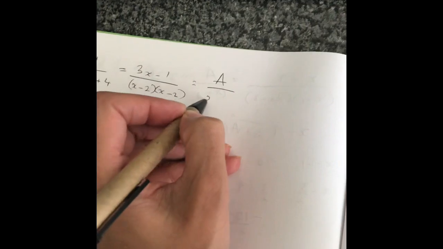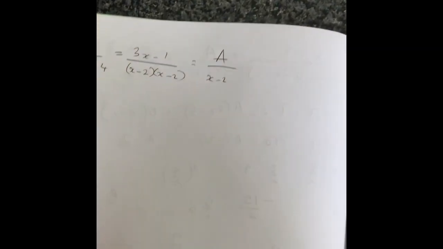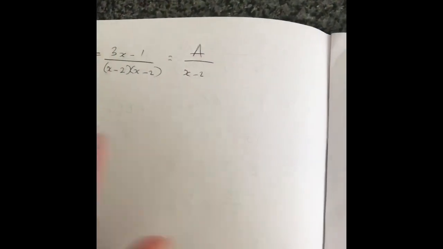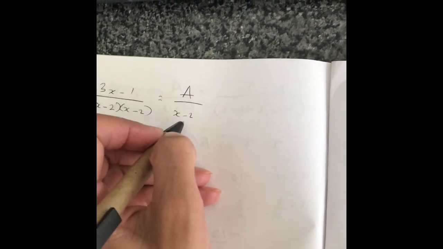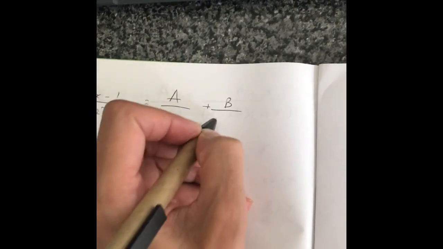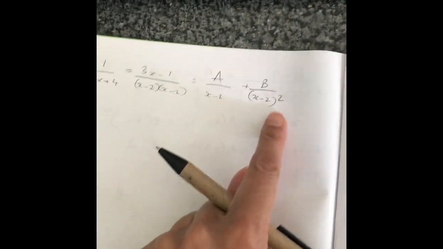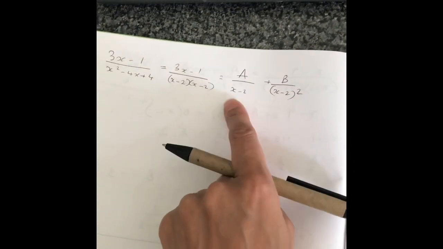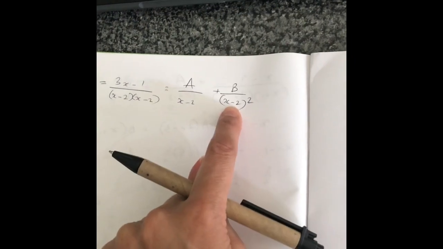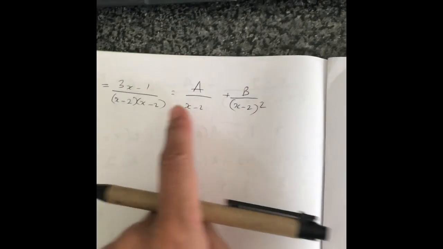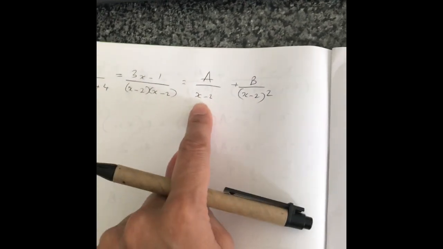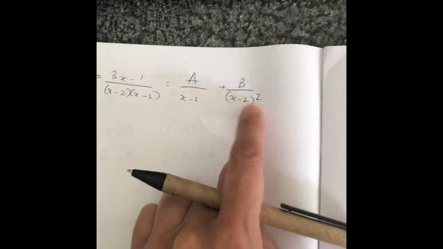Okay, so here you wouldn't just do a over x minus 2 plus b over x minus 2, because if your denominators are the same, you'd just have a plus b on the top line, wouldn't you? So what you do instead, you have a over x minus 2 plus b over (x minus 2) squared. And if you think about it, if you were adding these two fractions, the lowest common denominator would be (x minus 2) squared. So when you've got a repeated linear factor, you write one factor and then you write the factor squared.